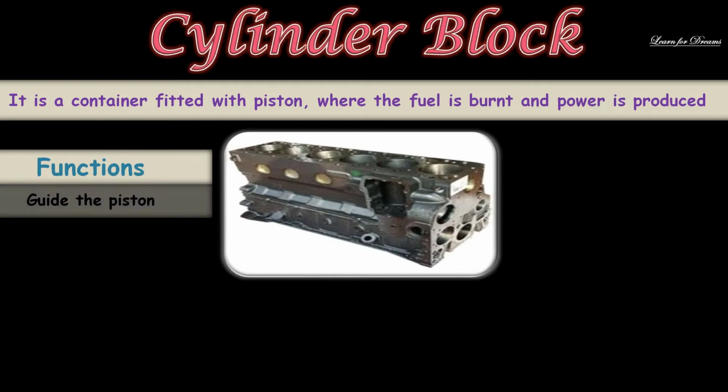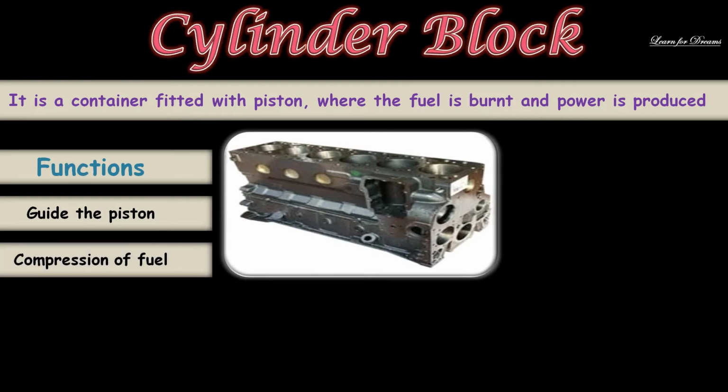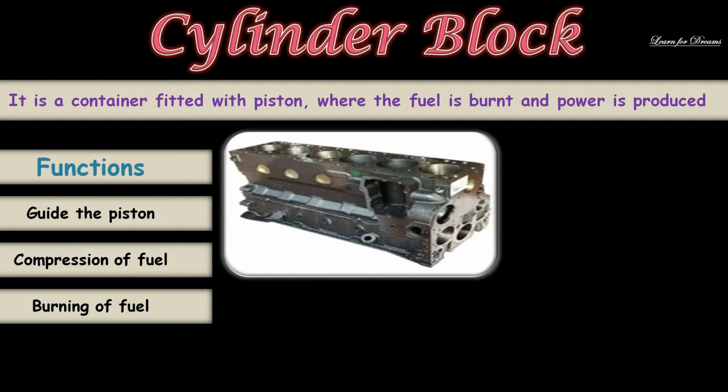If you see the terminologies of the performance of the engine, you will find the term indicated power. The function of the cylinder block is to guide the piston up and down. Up means the top dead center, and down means the bottom dead center. So the piston will continuously reciprocate from TDC to BDC and then again from BDC to TDC, depending upon which stroke it is, whether it is a compression stroke, an expansion or power stroke, or an exhaust stroke. Next is the compression of fuel. The compression of fuel has to be carried out in the combustion chamber. So that is the function of the cylinder block.